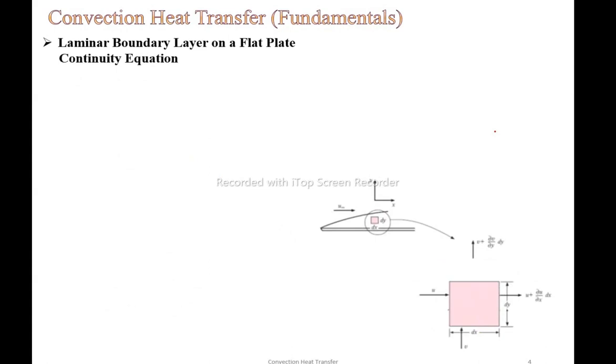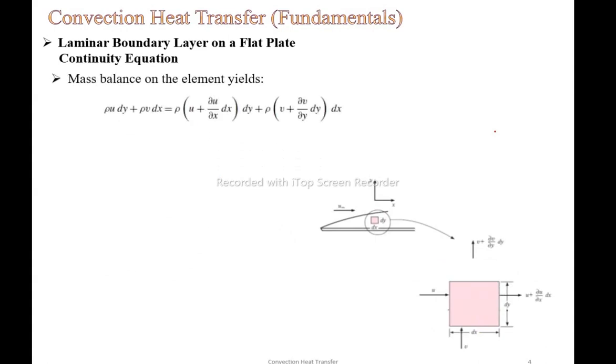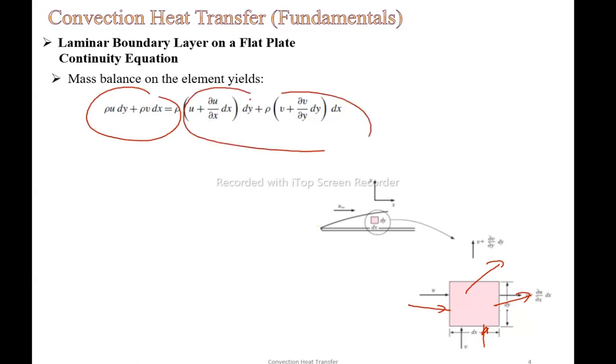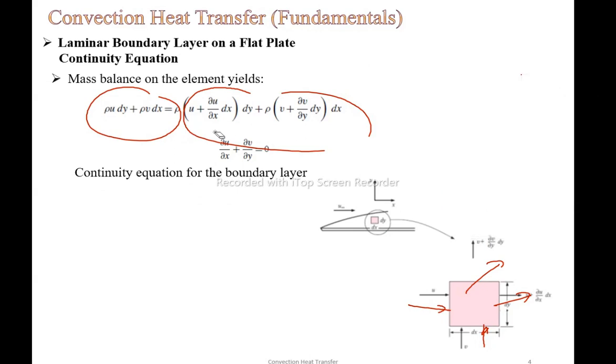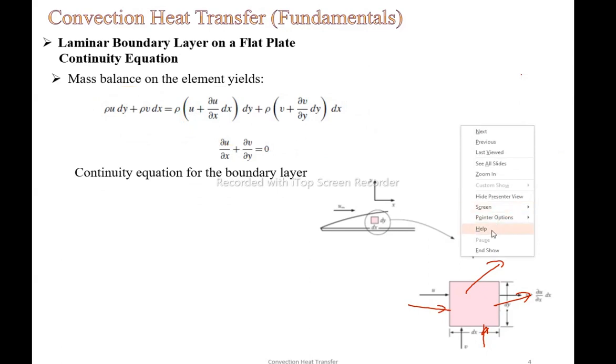So, continuing the equation, we'll perform the mass balance. Mass entering the system, the mass flow. So these are the inlet quantities, and this is the exit. We perform this, and on simplification, you get some sort of this expression.